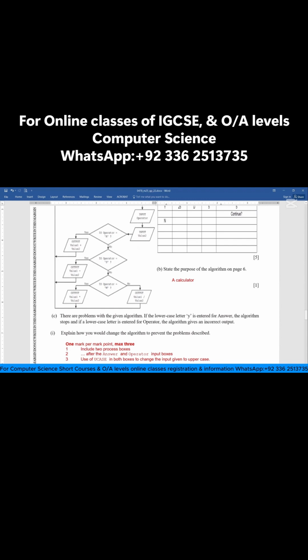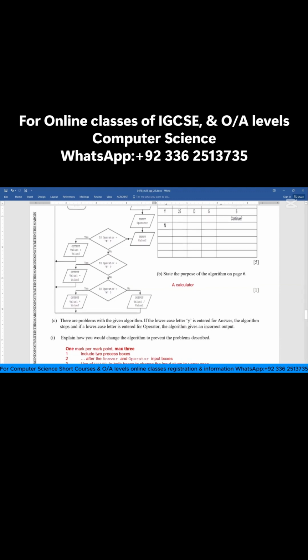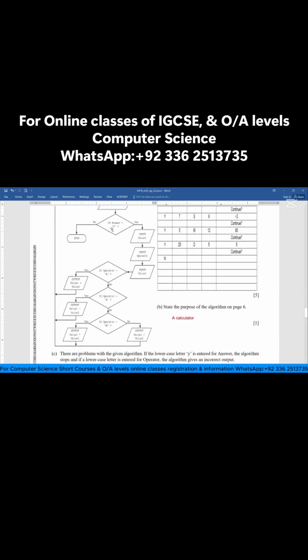Explain how you would change the algorithm to prevent the problems being described. Now, just think about it. See, y being entered, fine, perfect. But in case the y was not entered in capital, y was entered in small. So similarly, for all the options, if they are entered in small, the program will stop abruptly. Okay, that's great.